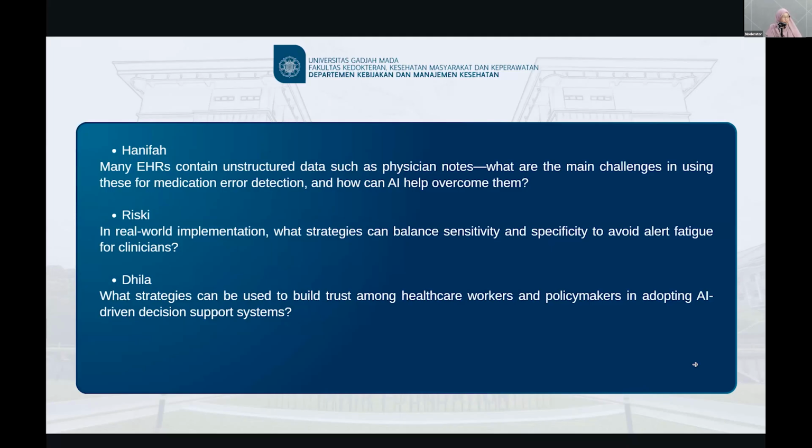Yeah, thank you, Aldi. Before we move to the next question, Professor Edward, would you like to add some input regarding the barriers to integrating this with clinicians in the hospital?